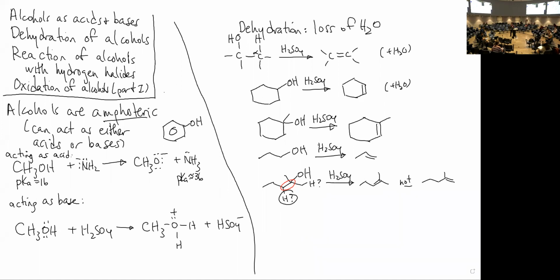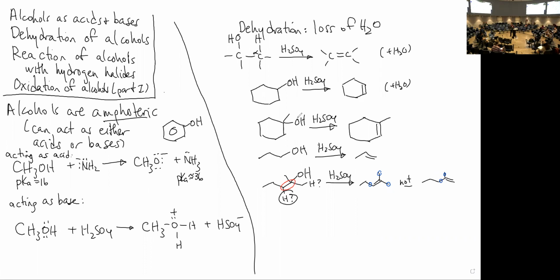Again, let me circle the alkyl groups so you see what I mean. There's 1, 2, 3 alkyl groups directly attached to the 2 alkene carbons. This one has only 2 alkyl groups directly attached to the 2 alkene carbons, 2 alkyl groups and 2 hydrogens. This one has 3 alkyl groups and only 1 hydrogen attached to the 2 alkene carbons. So that's going to be where we form the double bond. And that's with no exception.